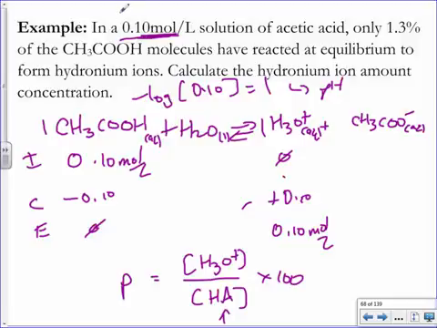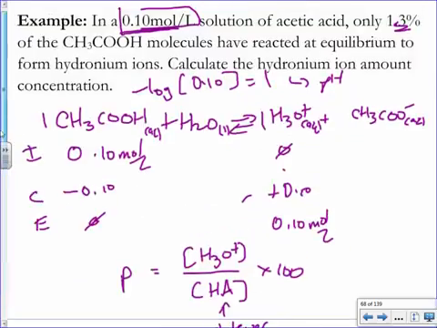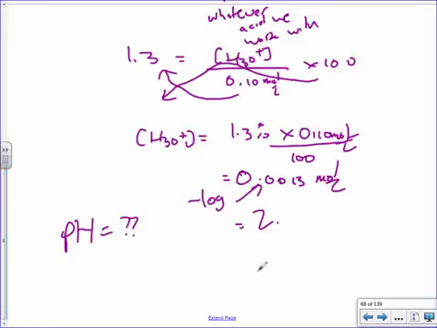Just to make sure I'm clear here, don't make this mistake. Don't negative log the concentration given to you, because acetic acid does not produce hydronium all of the time. It only produces hydronium 1.3% of the time. That makes sense? So the number that we're going to negative log is going to be this number right here. If we negative log this value, it's 2.88. With sig digs, I get 2 sig digs, so it's 2.89.